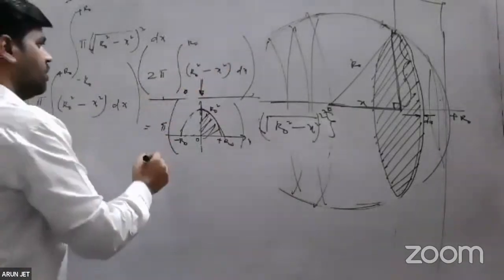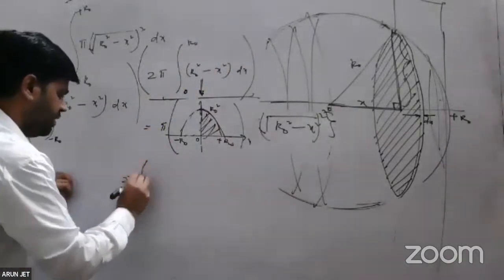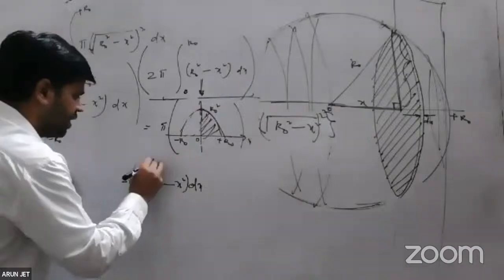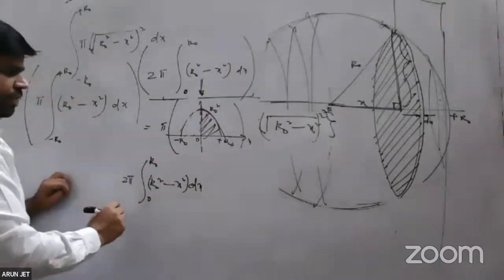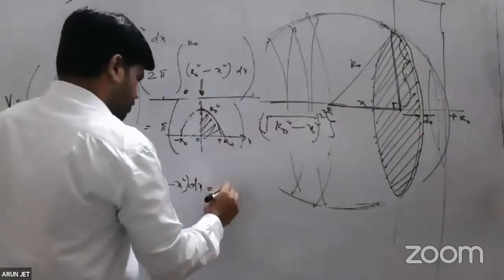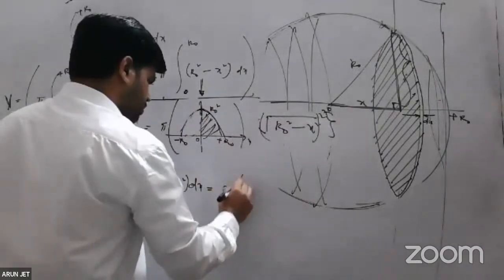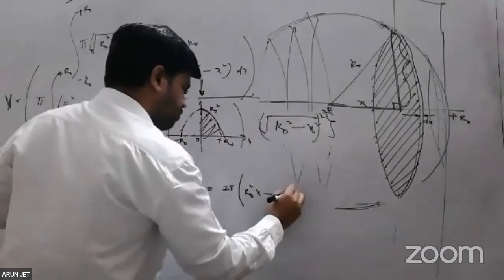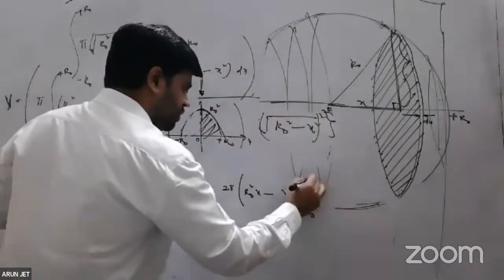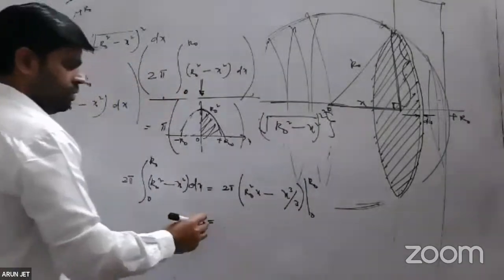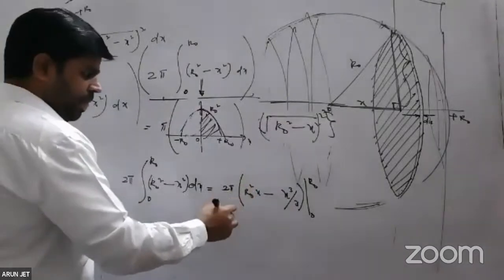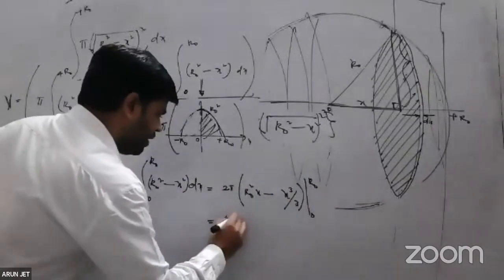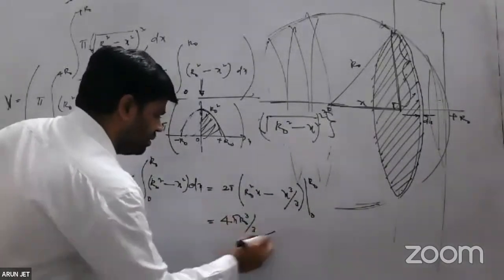Okay. Now, so what do I do? 2 pi integral r square minus x square dx from 0 to r0. Now it's not minus r0 to r0, it's 0 to r0. So now what do I get? 2 pi times r0 square x minus x cube by 3 under limits 0 to r0. Now what do I get? I substitute r0: r0 cube minus r0 cube by 3, which is 2 r0 cube by 3. 2 into 2, 4. 4 pi r0 cube by 3.